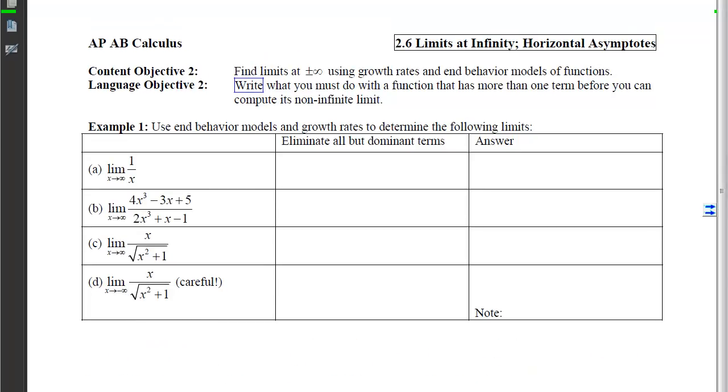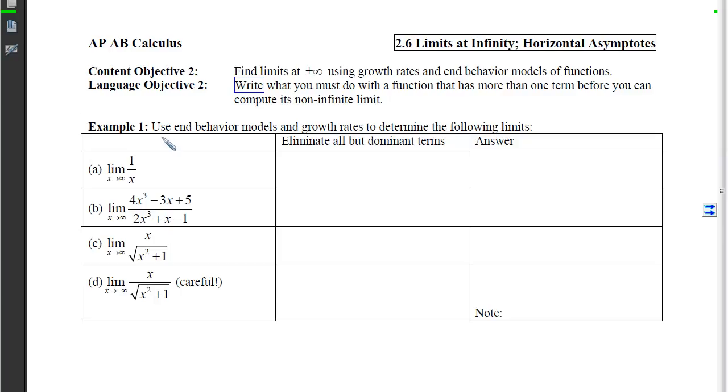This is 2.6, Limits at Infinity and Horizontal Asymptotes, Content Objective 2, which is to find limits at plus or minus infinity using growth rates and end behavior models of functions. By the time we're done, you should be able to write what you need to do with a function that has more than one term before you can compute its non-infinite limit.